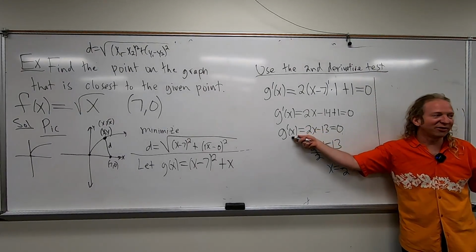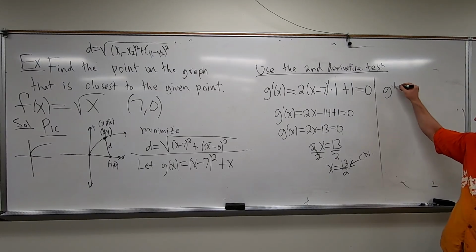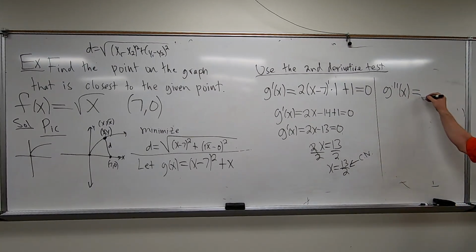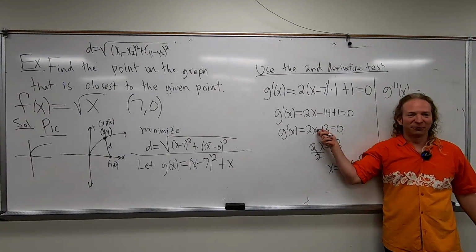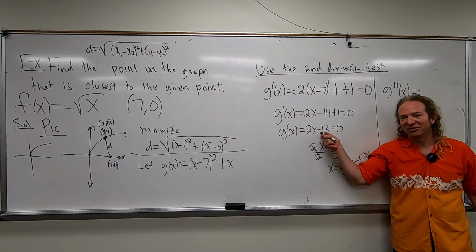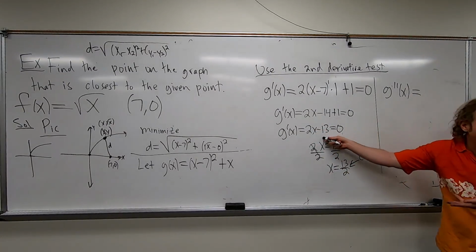Now we take the second derivative. So the second derivative is 2, right? Because the derivative of 2x is 2. The derivative of negative 13 is 0.